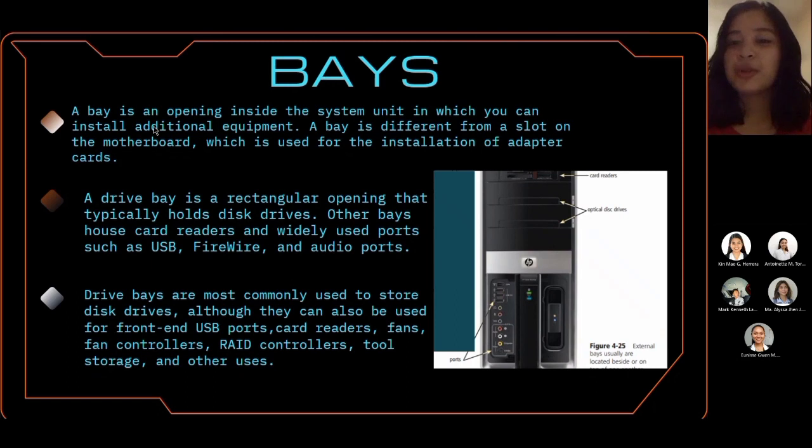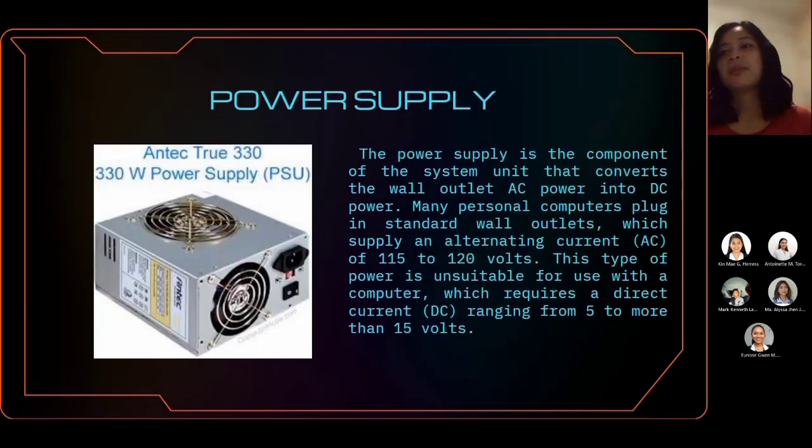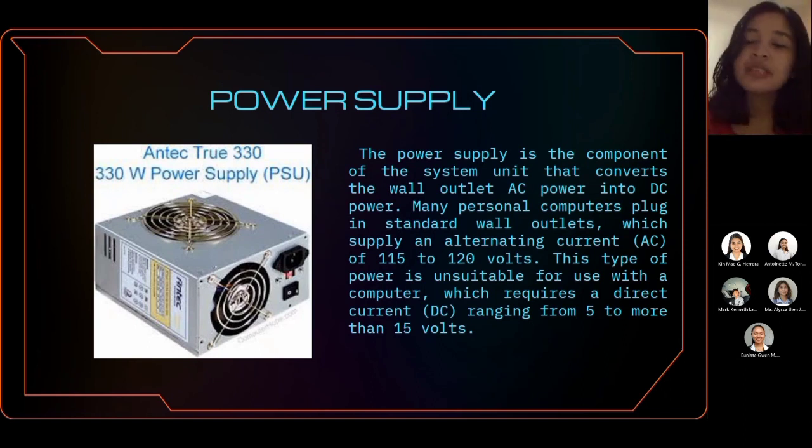The next and the last component is the power supply. The power supply is the component of the system unit that converts the wall outlet AC power into DC power. Many personal computers plug in standard wall outlets, which supply an alternating current or AC of 115 to 120 volts. This type of power is unsuitable for use with a computer, which requires a direct current or DC ranging from 5 to more than 15 volts.